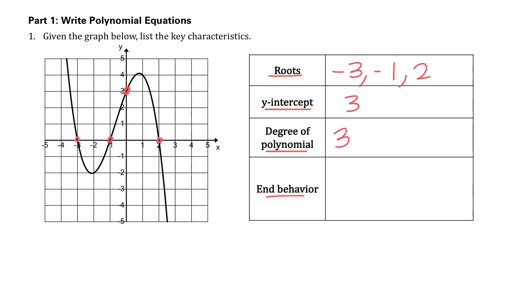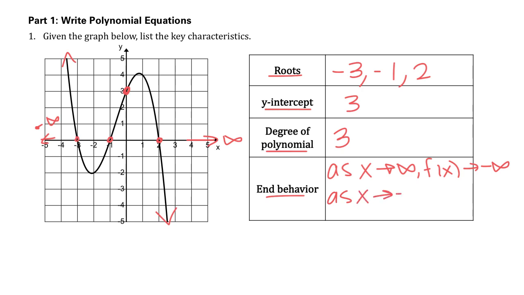And then the end behavior is what's going on at the ends of the function. So as we're going to the right, as x is getting bigger and bigger, so I'm going to write as x approaches infinity, the function's pointing down on that side. F of x approaches negative infinity. And then as we go to the left, so as x is getting smaller and smaller toward negative infinity, the function on that side is pointing up. As x approaches negative infinity, the function is approaching positive infinity.